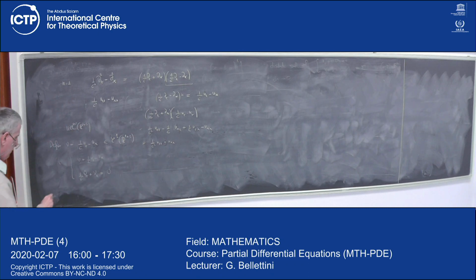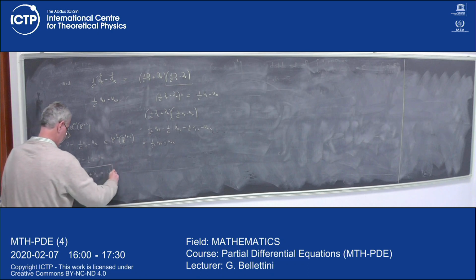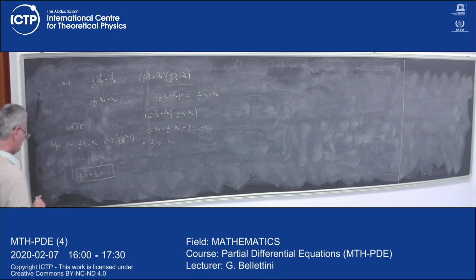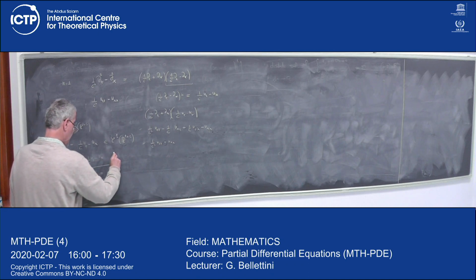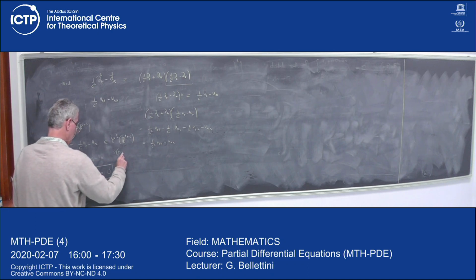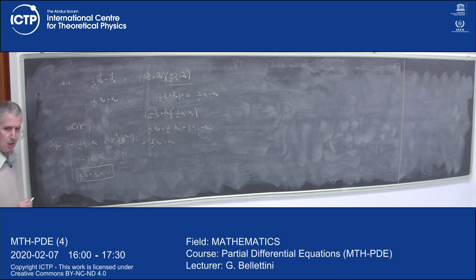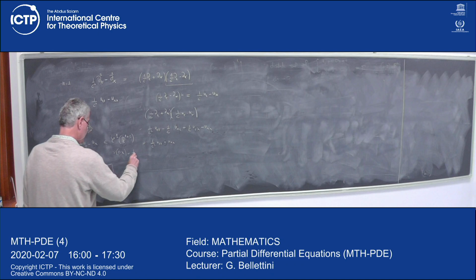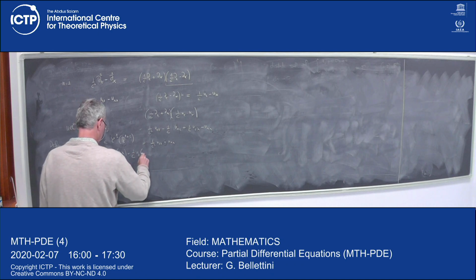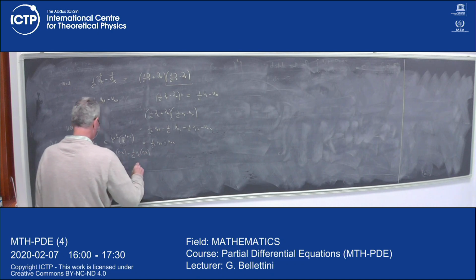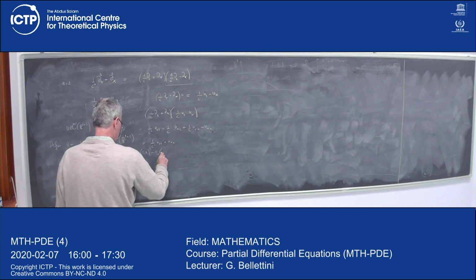Okay, so let me start from this. Another thing is, if I define this, what happens at time 0? At time 0, this is equal to 1 over c ut at time 0 minus ux at time 0.